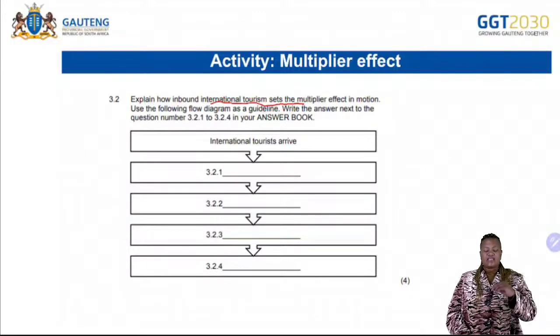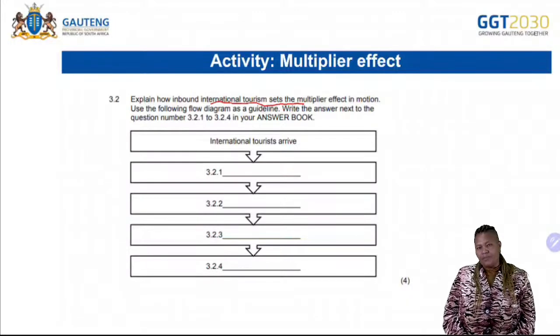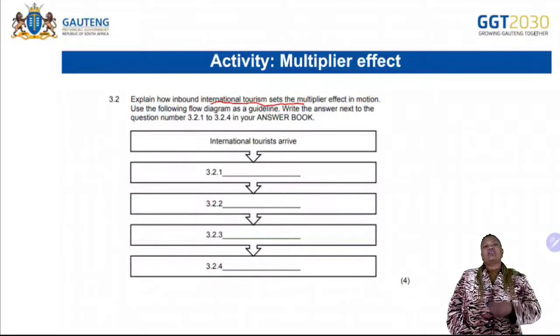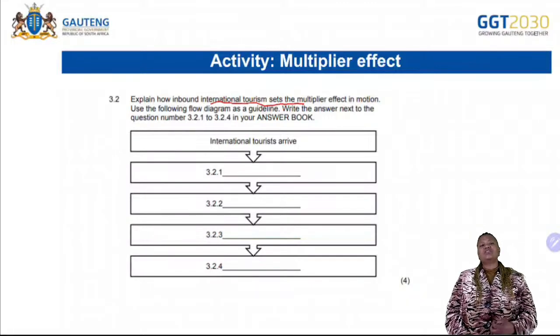So based on the explanation that I just gave you, the example that I gave you of the multiplier effects, you don't need to exactly grasp my example, but once you understand the dynamics of how the multiplier effects work, you would be able to complete this particular diagram. This activity was from a past question paper, a preparatory examination.